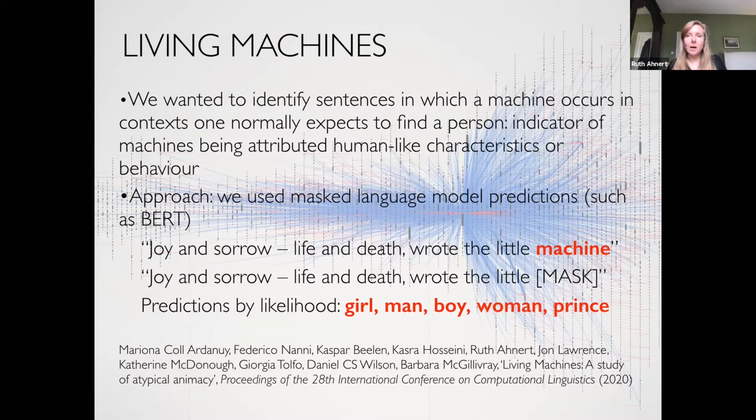So the team, led by Mariona Cole-Adenauer and Daniel Wilson, developed an innovative method that was much more successful, which involved masking machine-related words in a sentence and asking the language model BERT to predict what that word was. And our assumption was that if it predicts things such as girl or man, boy or woman, that it implies the machine is being anthropomorphized.